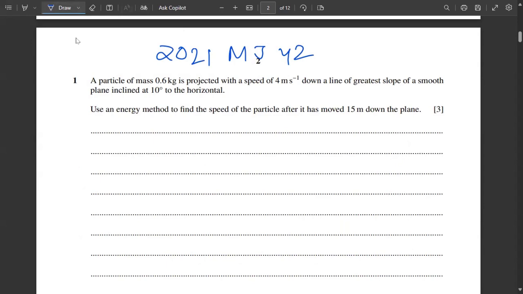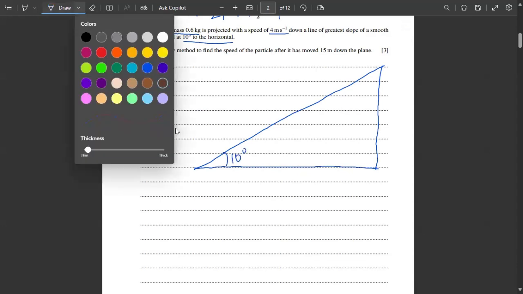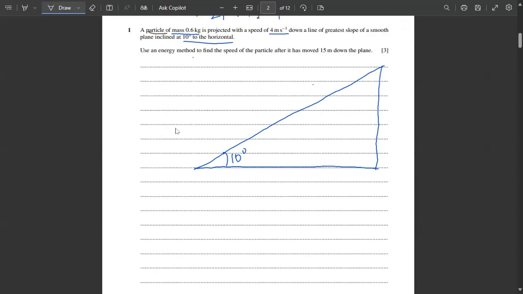A particle of mass 0.6 kg is projected with a speed of 4 meter per second down a line of greatest slope of a smooth plane inclined at angle 10 degrees to the horizontal. Okay, so first let us write all of this. This is an inclined plane. The angle is 10 degrees. The mass of the particle is 0.6 kg.